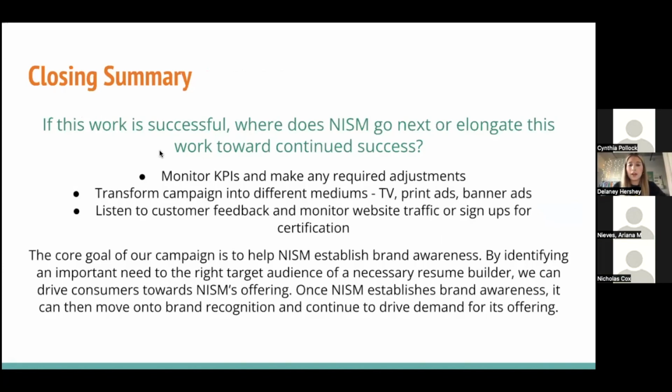So finally, moving on to our closing summary, thank you for attending and watching our presentation. In order to elongate this work, we suggest NISM monitor KPIs and make adjustments, try to implement different mediums for our advertising campaign, and interact with customers to help establish that brand awareness. We believe once NISM does this, it can then move on to brand recognition and continue to capitalize on driving demand for its certification. So invest in yourself, invest in the SMART strategy. Thank you.